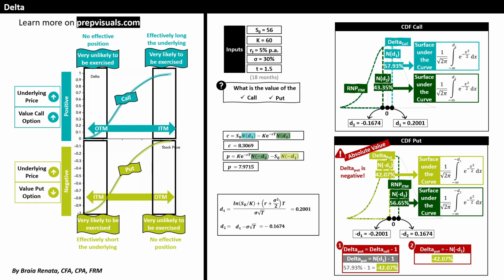So let me wrap everything up. Basically, N(D1) is the delta of the call option, N(minus D1) is the absolute value of the delta of the put option, while N(D2) and N(minus D2) are the risk-neutral probabilities that the options expire in the money.